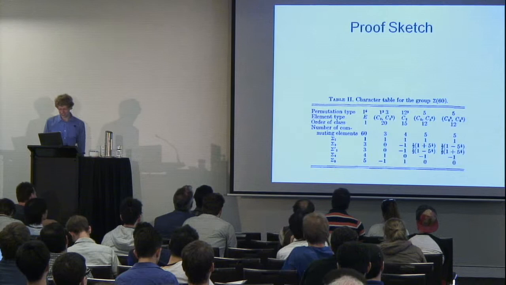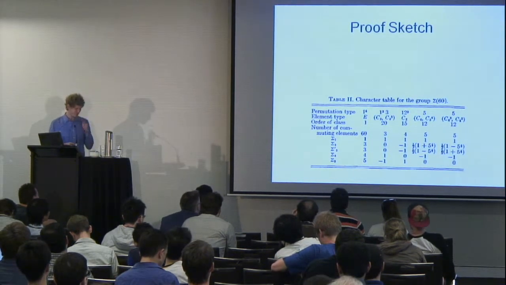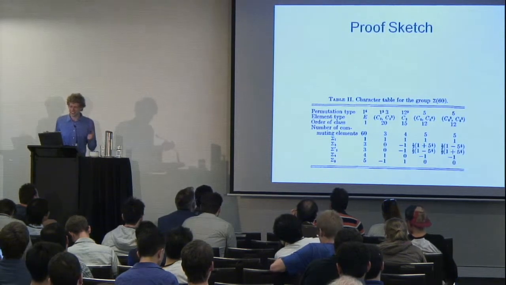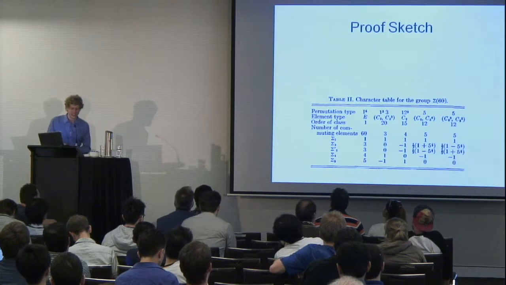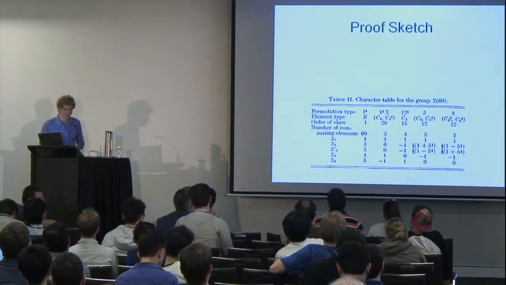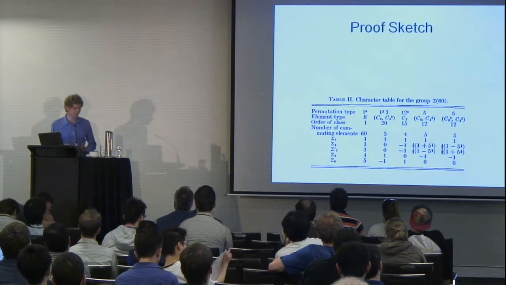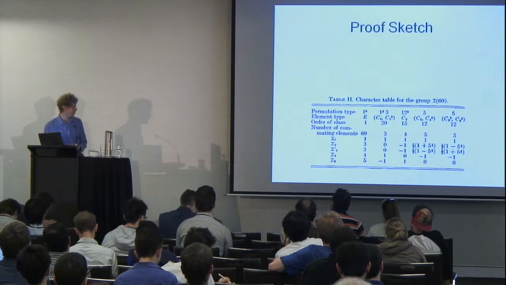All right, so with my remaining time, I'll try to give you an idea of how you can show that this set of matrices doesn't generate a particular representation of a particular group. And the way you do that is using character tables. For those of you who haven't seen character tables, don't worry, I'll explain everything you need to know about them.